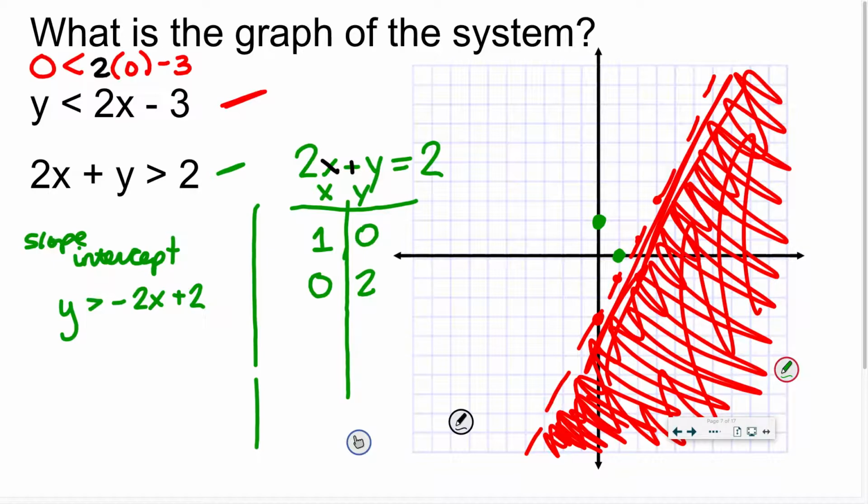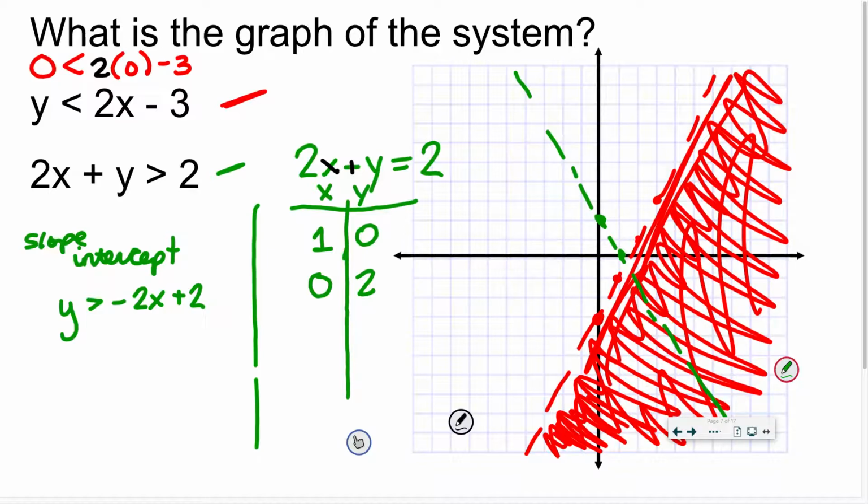Will this inequality be a solid line or dashed line? Am I done? No, I still need the solution set. How do I find the solution set here? Just talking about this one inequality, how do I find the solution of the inequality that we're graphing? Yeah, I can plug in a coordinate. Choose a coordinate. Which one would you like to do?